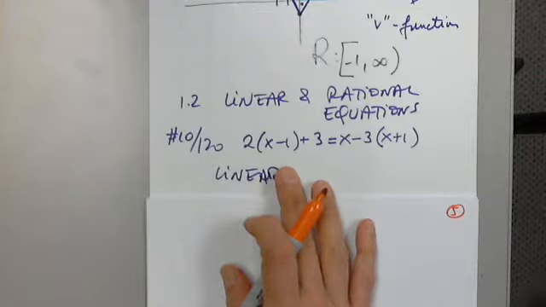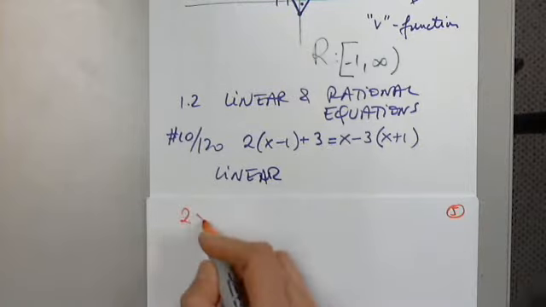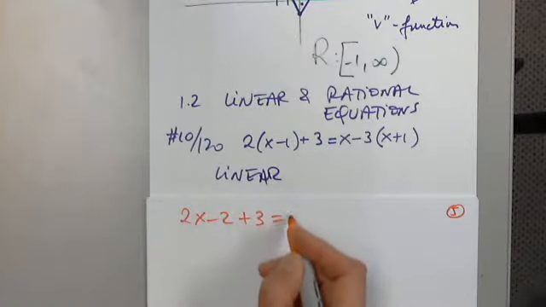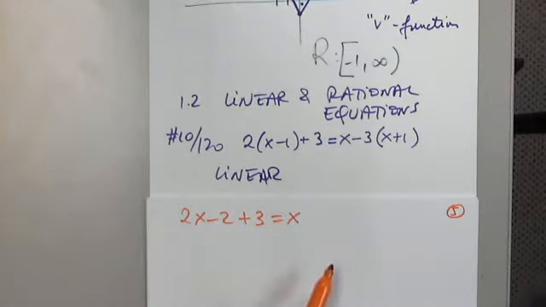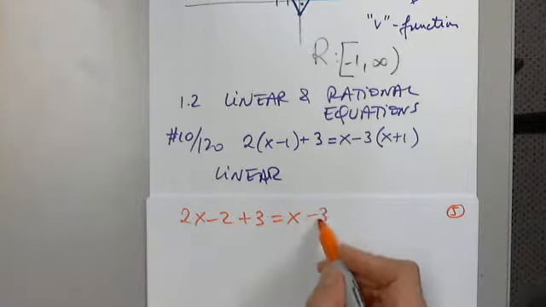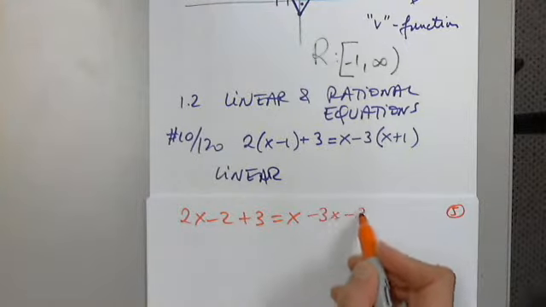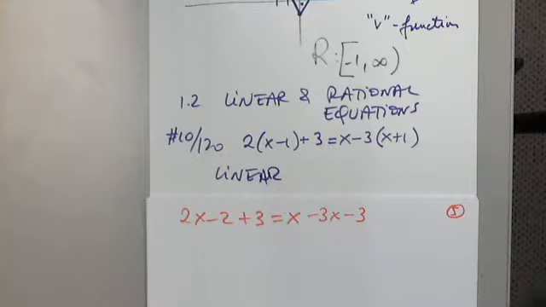Linear equations are not solved by setting them equal to 0. Quadratic equations require that. Distribute. So then I have 2x minus 2 plus 3 equals x minus 3. Do you agree with this step? Everyone? Do we agree with this? Okay, perfect. Now, what do you think will be the next step?